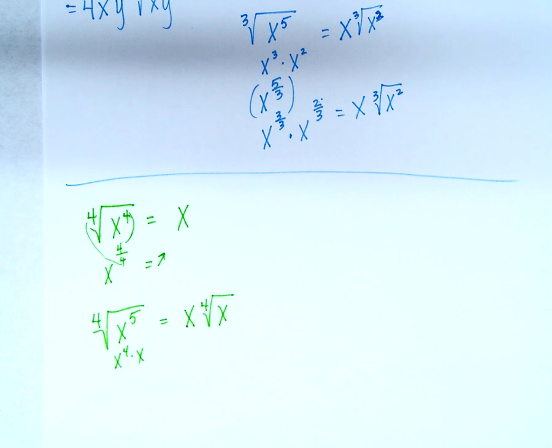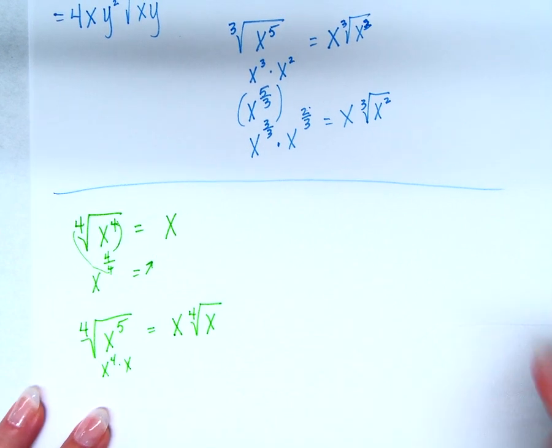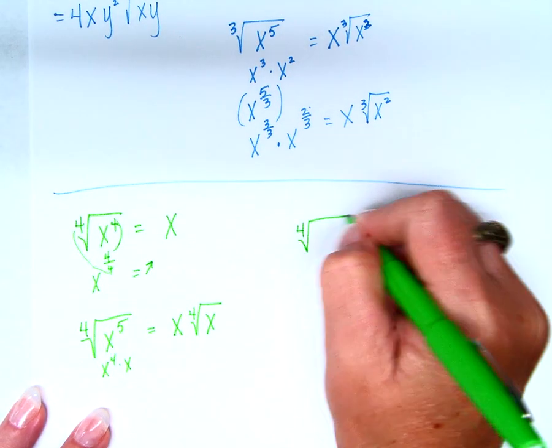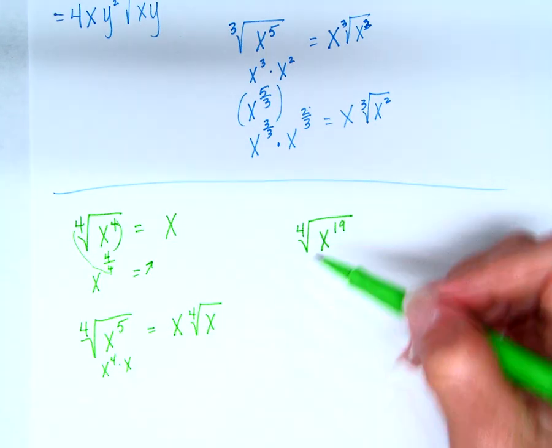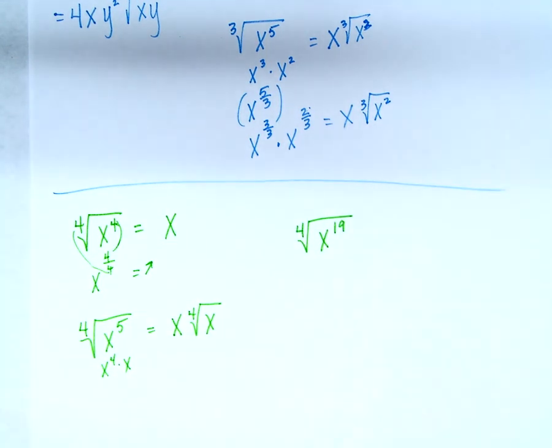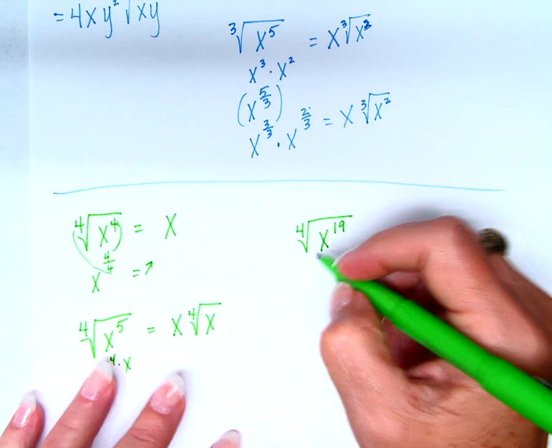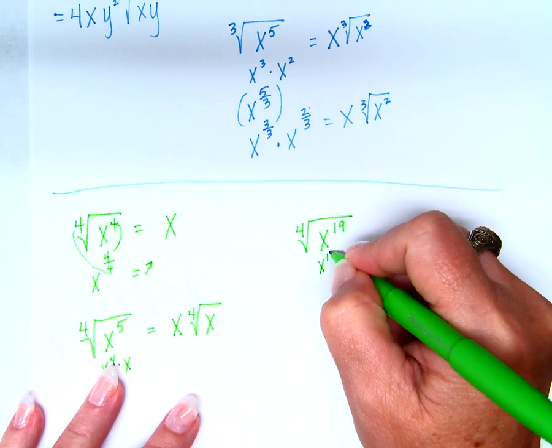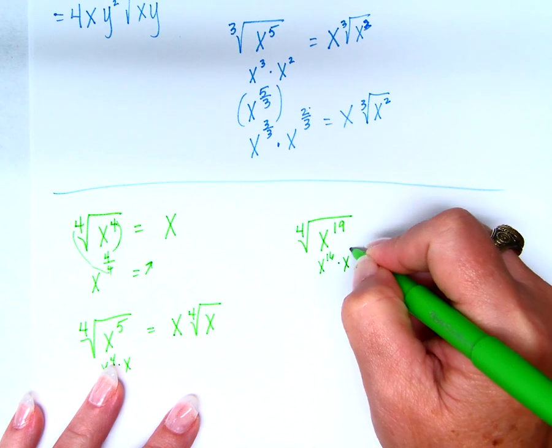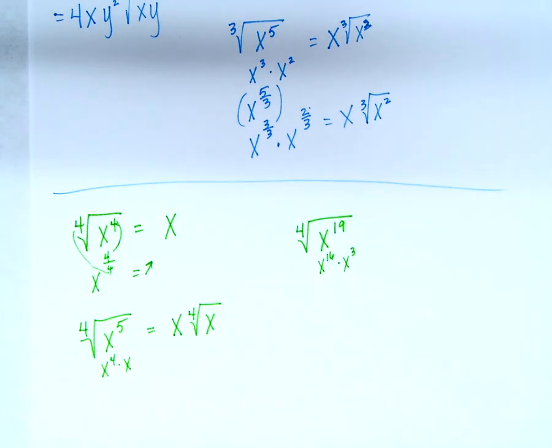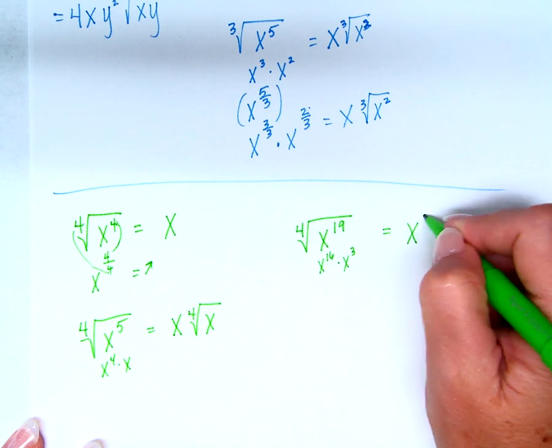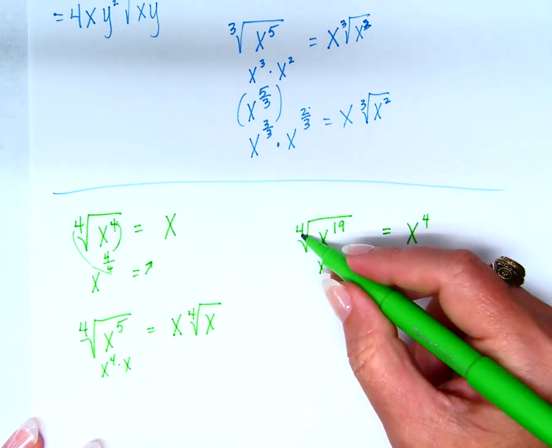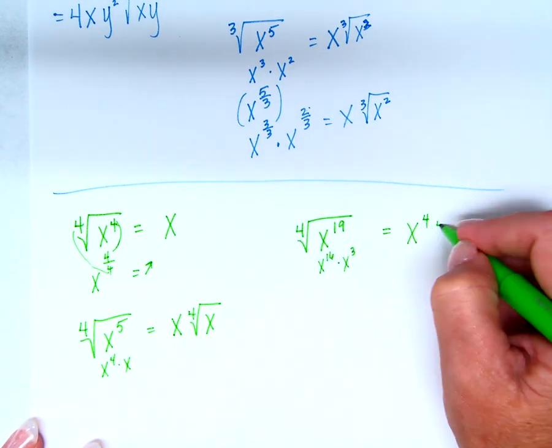Can I give you a really super hard one? Sure. What is the fourth root of x to the 19th? Is it really hard? No, because this is really what? X to the 16th times x to the 3rd. What's the fourth root of x to the 16th? X to the 4th. Do I know the fourth root of x to the 3rd? No, so leave it alone.